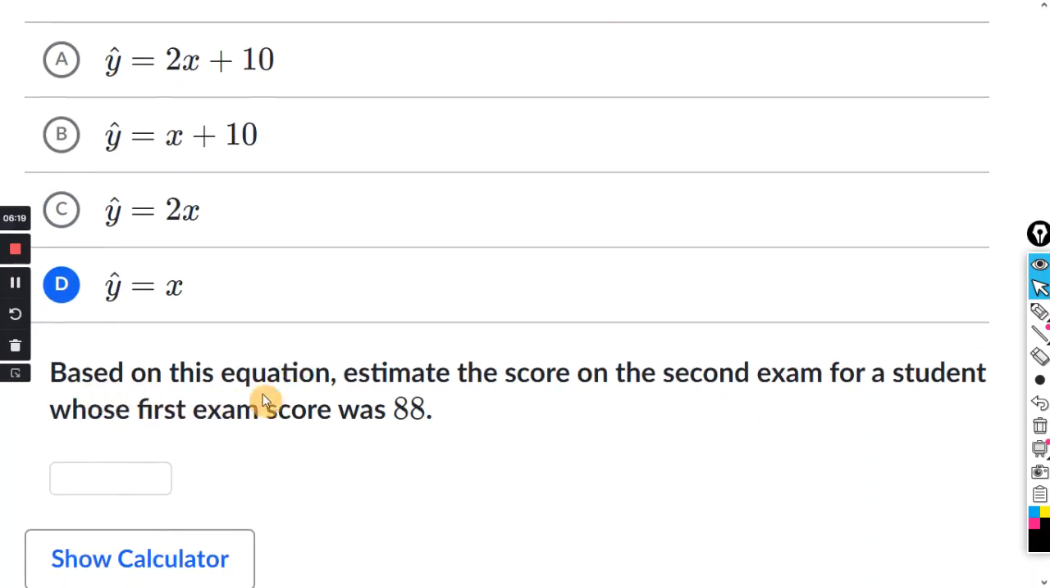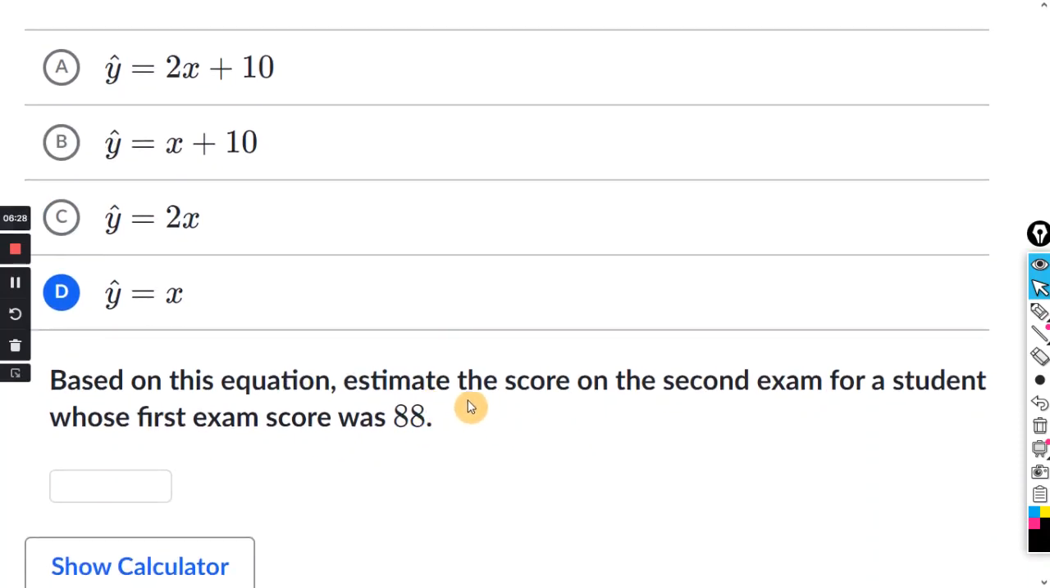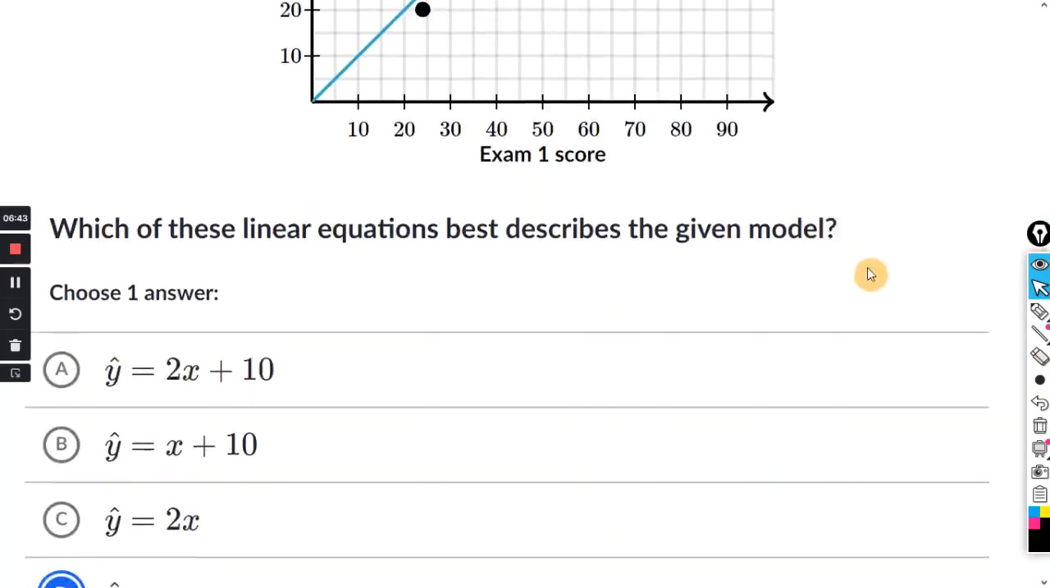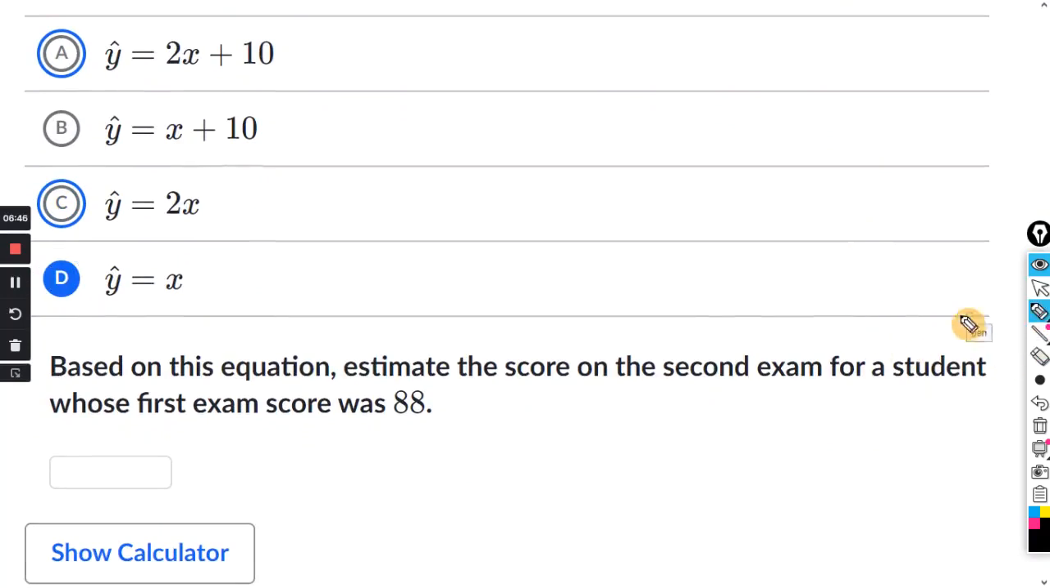Follow-up: based on this equation, estimate the score on the second exam for a student whose first exam score was 88. We want to estimate the score on the second exam based on the first. Exam 1 was the x-axis, and exam 2 was the y-axis. Since the second exam is the y, and the first exam was the x, we want to use this equation and solve it at this value of x. x equals 88.